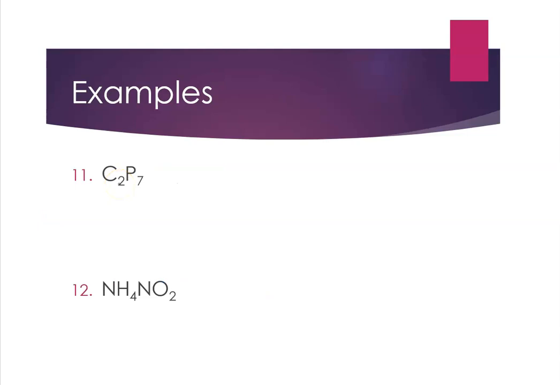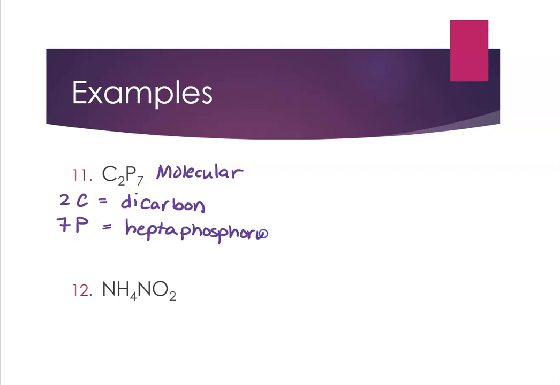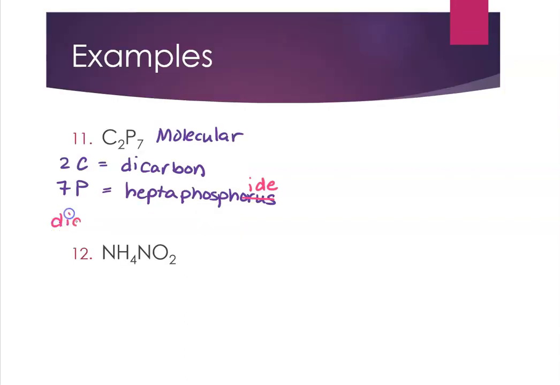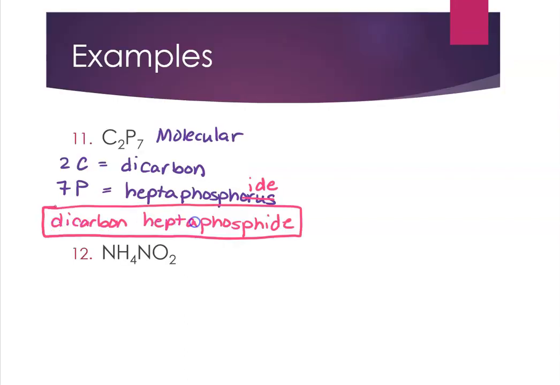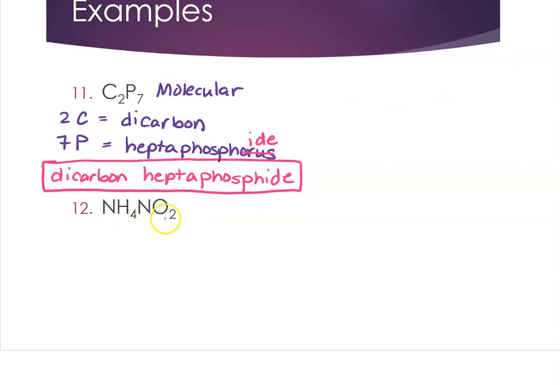All right, so let's do some examples here. C2P7, if we look at C, C is not NH4, C is not a metal. That means that it is molecular. C is carbon. All right, so if it's molecular, we use our prefixes. I have 2 carbons, so di is 2, C is carbon, and I have 7 P's. So this is hepta phosphorus, and then I change that ending to IDE. Dicarbon heptaphosphide.